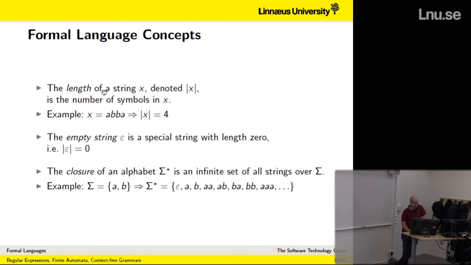Other concepts: the length of a string, denoted like this, is the number of symbols in the string. So for example, if our string was ABBA, the length of this one would be 4. We have a special symbol called the empty string. It is the only string that has the length 0. Closure of an alphabet. It is all the strings you can form based on these symbols. So if I have the alphabet {A, B}, the closure of it is whatever combination of A and B you can form out of this one. An infinite set of strings. Yeah?